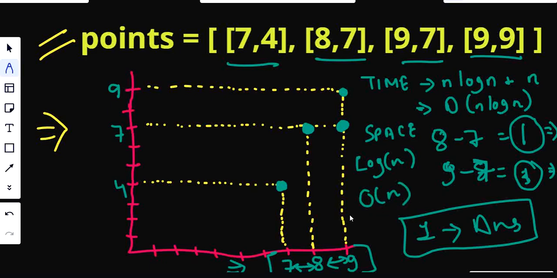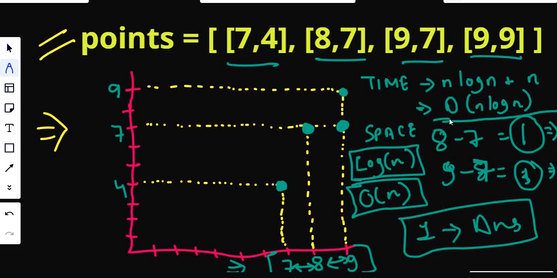So if you are solving this question in Java and C++, in that case it will be log n for worst case scenario, and if you are working with Python, then it will be around big O of n space complexity in worst case scenario, because Python uses Tim sort for the inbuilt sorting function. So this was the space and time complexity of this approach.